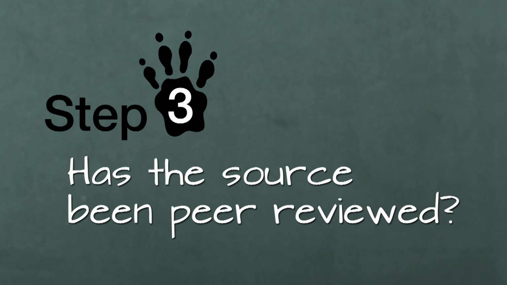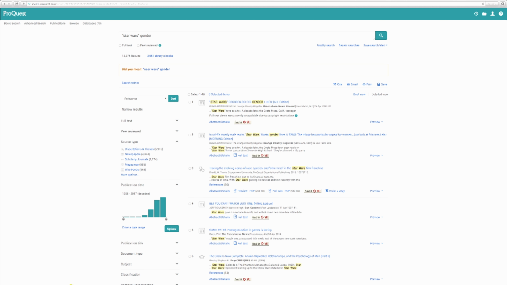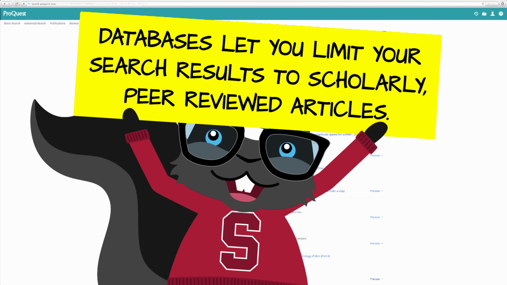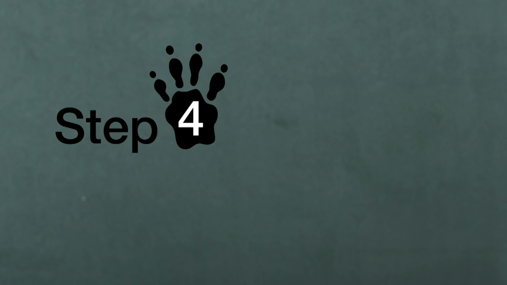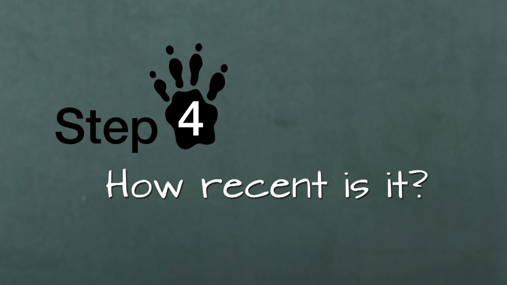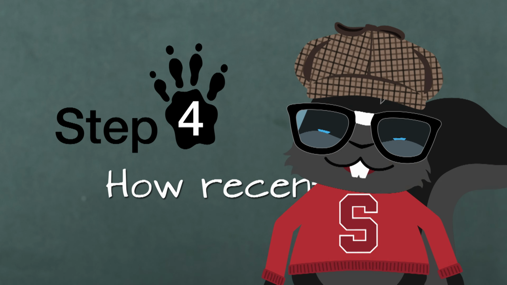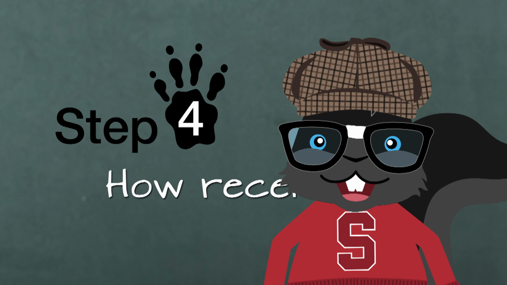Step 3. Has the source been reviewed by scholars in the field for accuracy and credibility? Databases let you limit your search results to scholarly, peer-reviewed articles. Step 4. How recent is the source? And does it matter? Sometimes older is better.